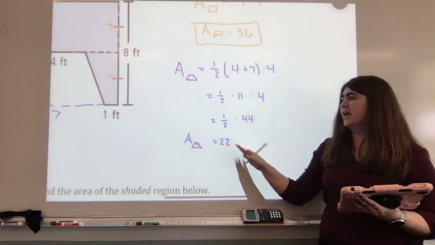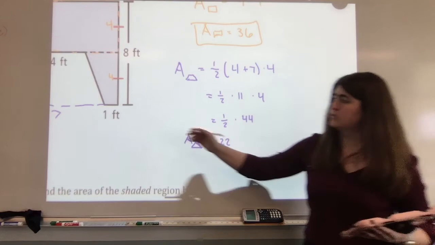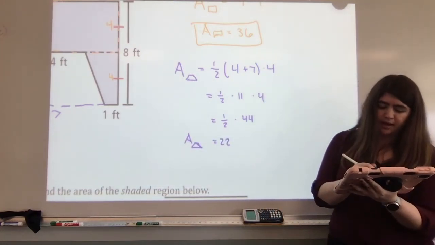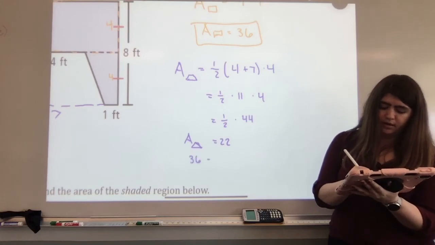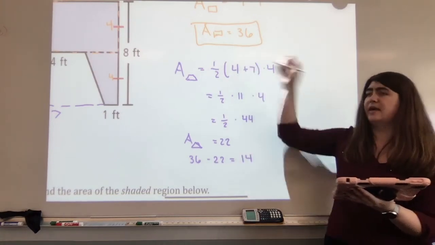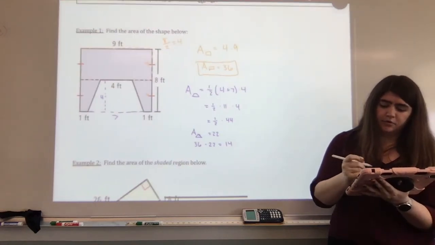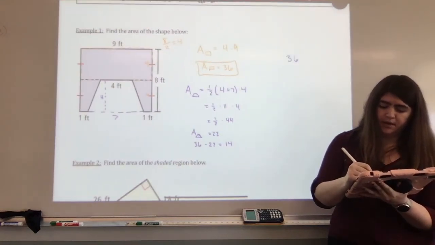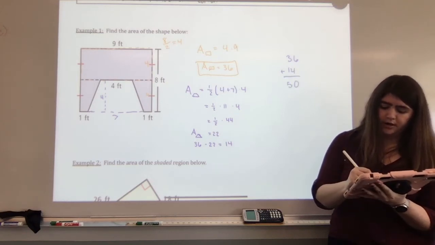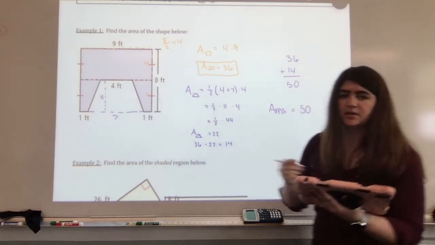So now I need to take that and subtract it from the area of this overall rectangle, which we already found to be 36. So that means that I have 36 minus 22, which is equal to 14. And I'm going to take that 14 and add it to the area of my rectangle. So 36 plus 14 equals 50, which means my overall area of the shape is equal to 50, and these are all in terms of feet, so this is square feet.